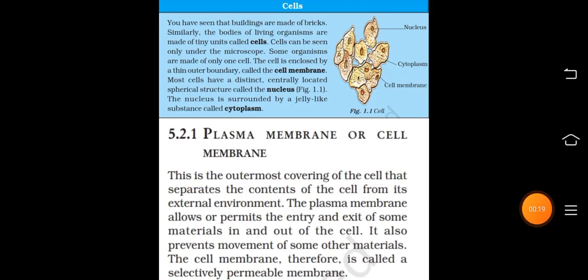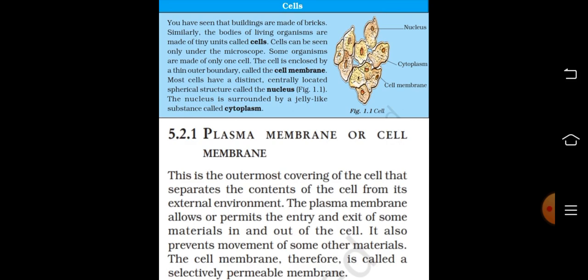You have seen that buildings are made of bricks. Similarly, the bodies of living organisms are made of tiny units called cells. Cells can be seen only under the microscope. Some organisms are made up of only one cell. The cell is enclosed by a thin outer boundary called the cell membrane. Most cells have a distinct centrally located spherical structure called the nucleus. The nucleus is surrounded by a jelly like substance called cytoplasm.